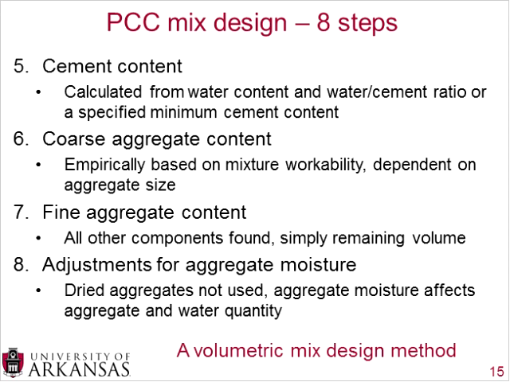Since this is a volumetric mix design, you usually do your calculation based on 1 cubic yard of mixture. So if you know how much water you have, how much cement you have, and how much coarse aggregate you have, you simply subtract those 3 values from 1, and you know how much fine aggregate you need for your mix design. And then finally, step 8, you need to do any adjustments for aggregate moisture.